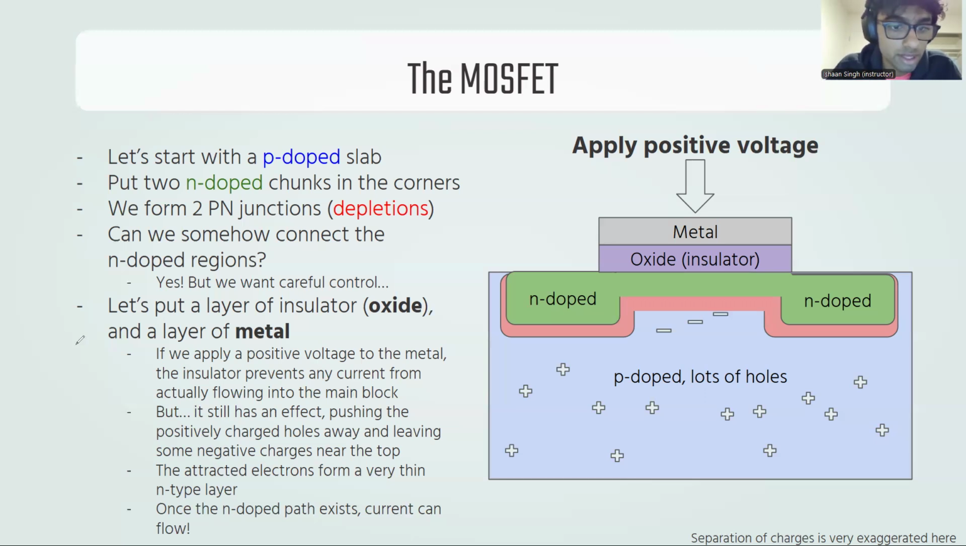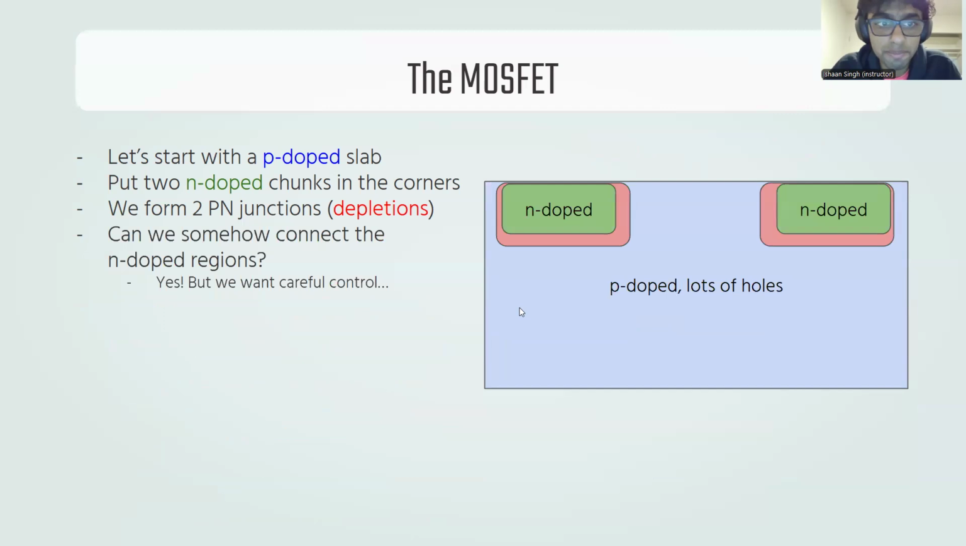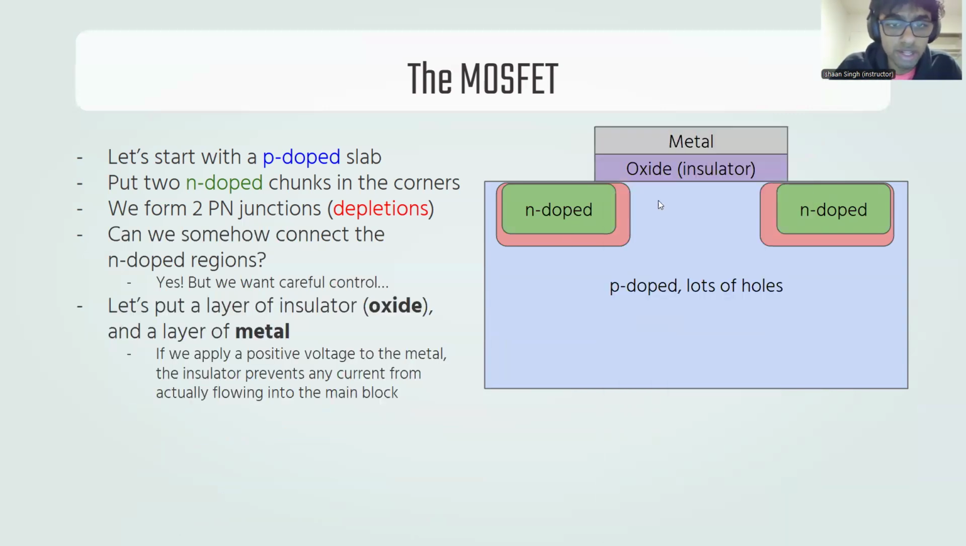That's coming. So let me just go through what I just said again before we move on, okay? We start with a p-doped slab of material and we put these n-doped things in the corners, okay? What we want to do is connect the n-doped regions because the n-doped regions have lots of electrons. Electrons are the majority carriers in those regions, and we want to let those electrons flow, okay? So we put a layer of oxide, some insulator, so that current can't flow from above into the material, and then some metal on top of that.